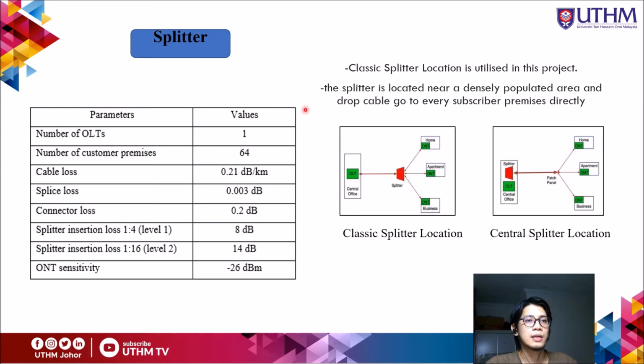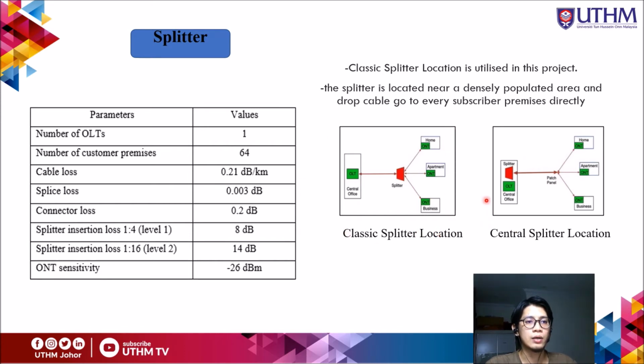So the classic splitter location is utilized in this project instead of central splitter location. In classic splitter location, the splitter is located near a densely populated area, and the drop cable will go to every subscriber premise directly. So this is the diagram of classic splitter location.